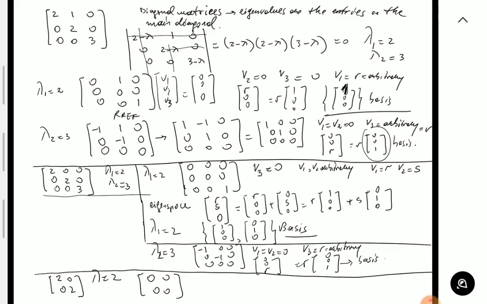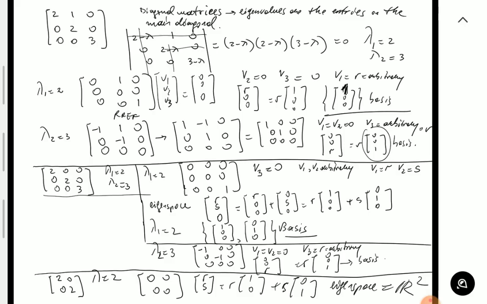So v1 is arbitrary, v2 is arbitrary. So the eigenspace is the entire plane R2, because any vector is an eigenvector, right? Of course, for the basis you can choose any basis, but typically the easiest one is the standard basis 1, 0, 0, 1.